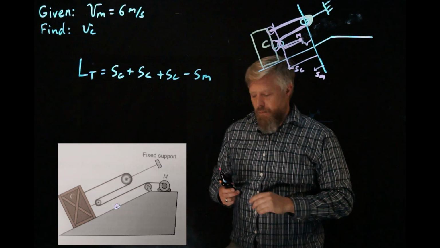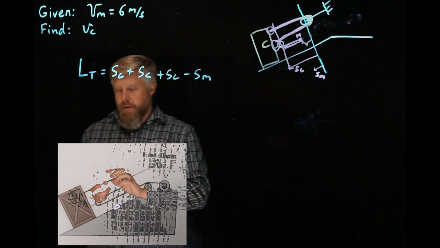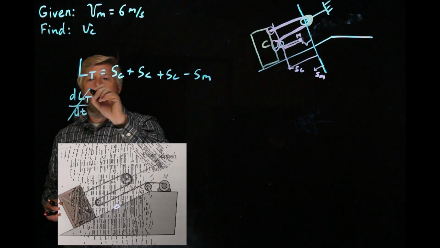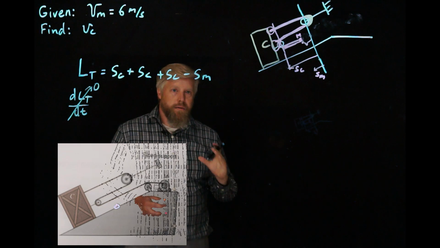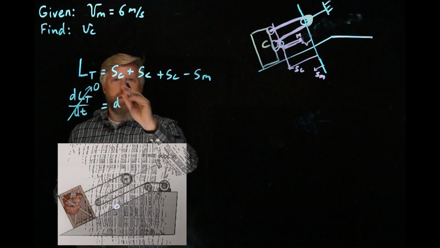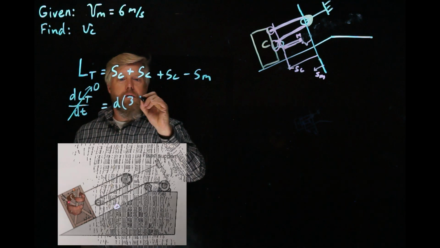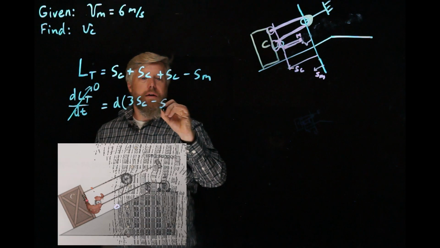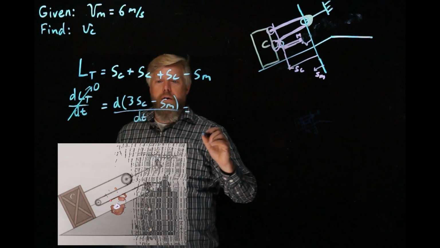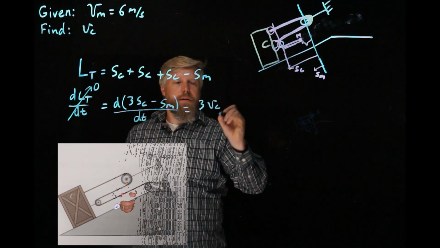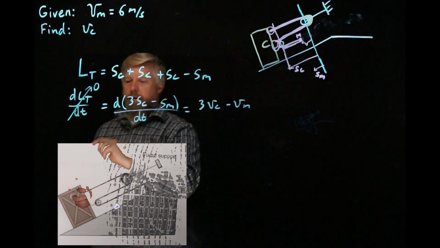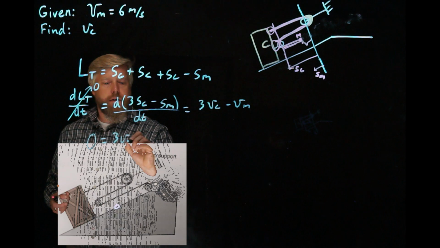So I know that when I take the derivative here, I'm going to end up with the derivative of that total length of the rope with respect to time, which we know is 0, because the length of rope is not changing, equals the derivative of all this added together, which would be 3SC minus SM. Okay, we take the derivative of that with respect to time, we just end up with 3VC minus VM. And that's equal to 0. So we have the equation 0 equals 3VC minus VM.